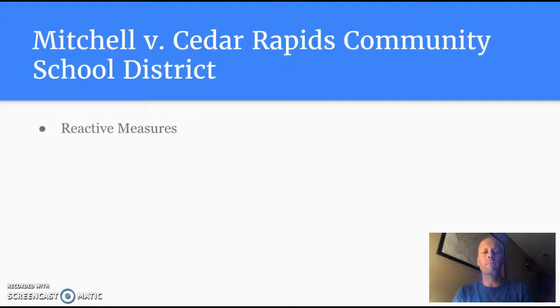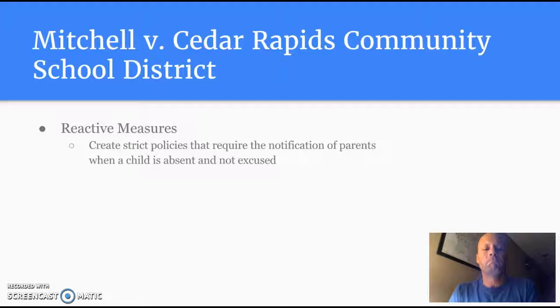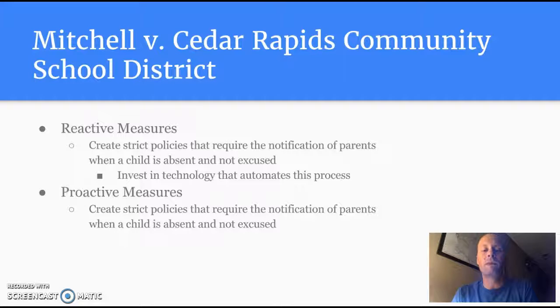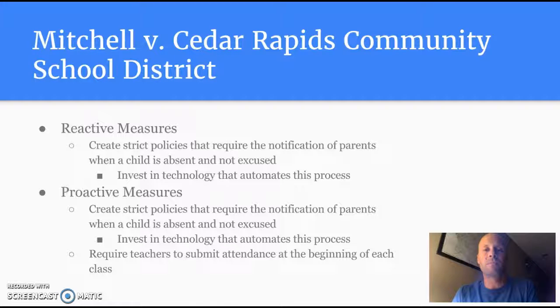So some measures. First of all, there would need to be strict policies in place that require the notification of the parents when a student is in the middle of an unexcused absence. Ideally, this would be automated with technology of some kind. Proactive measures, very similar. Again, there needs to be policies in place that require the notification of parents. Again, technology would be nice in this case, but also require teachers to submit attendance at the very beginning of class.